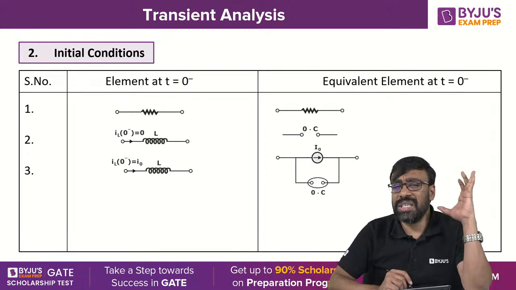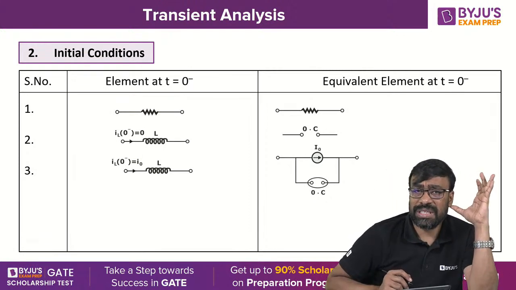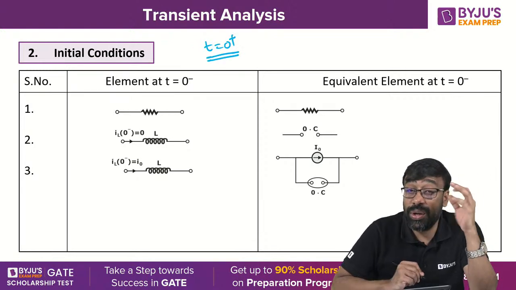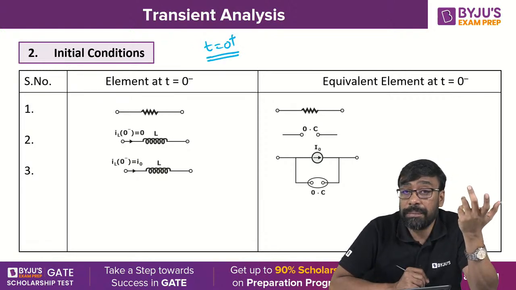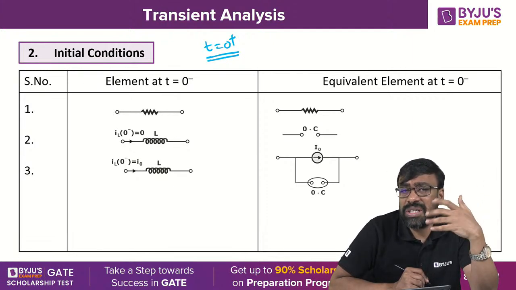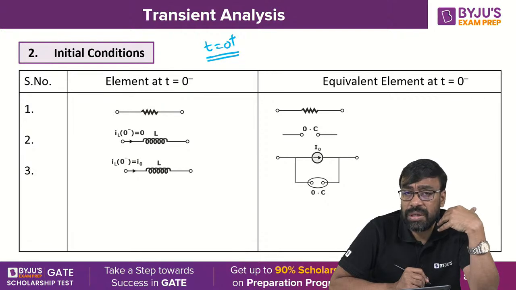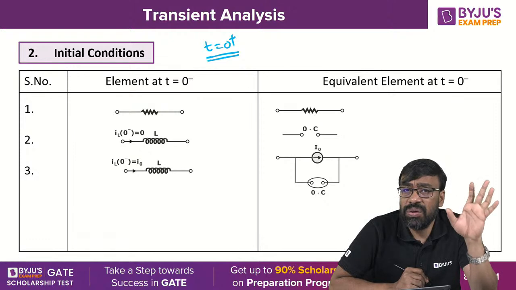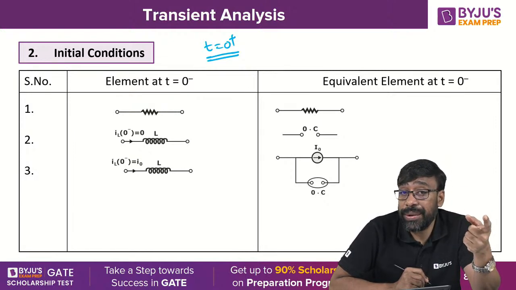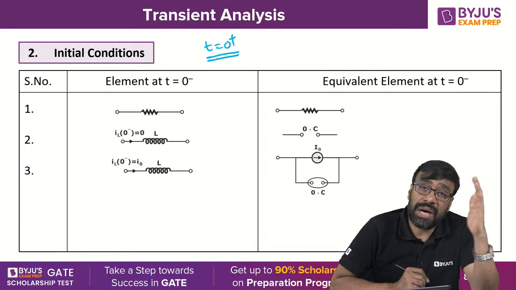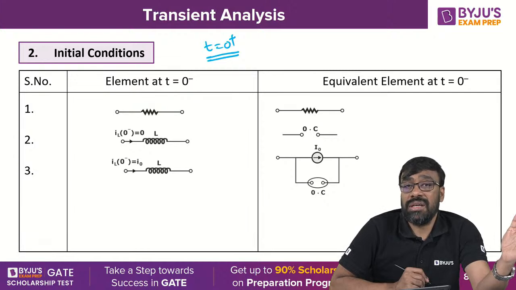So now it's very clear how to construct the t equal to 0 plus equivalent circuit, right? How do you construct the t equal to 0 plus equivalent circuit? Why should I determine the t equal to 0 plus conditions? Because I need the initial conditions all the time. The first most important question in the GATE is to find the t equal to 0 plus conditions. For that you have to construct the t equal to 0 plus equivalent circuit. The t equal to 0 plus circuit depends upon the t equal to 0 minus conditions.